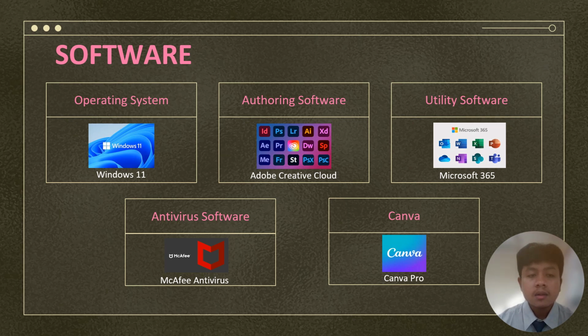To get access to all the applications in Adobe, Nawal only needs to pay 224 ringgit and 90 cents to get an all-in-one package that contains all the applications that are available in the Adobe Creative Cloud, such as Adobe Photoshop, Adobe Illustrator, as well as Adobe InDesign. For utility software, we have chosen Microsoft 365 for now.